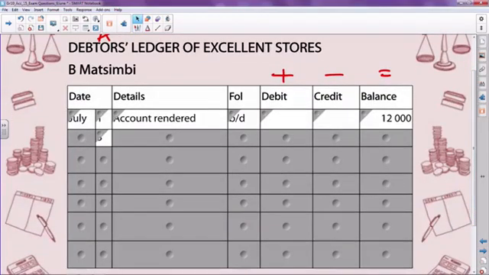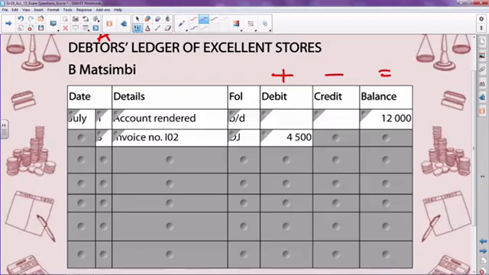So the first one was on the 3rd. As you can see, it's a little bit hidden there. It's the 3rd. We gave an invoice number 0102. And what journal did I use? I used the DJ, the debtors journal. Now remember, when we use the DJ, Matsimbi owes more. Where will he owe more? On the debit side. Now remember, he bought for 4.5. And now I have to take the 12,000 here and add it to the 4.5, and then you will get your new answer in the balance of 16,500.